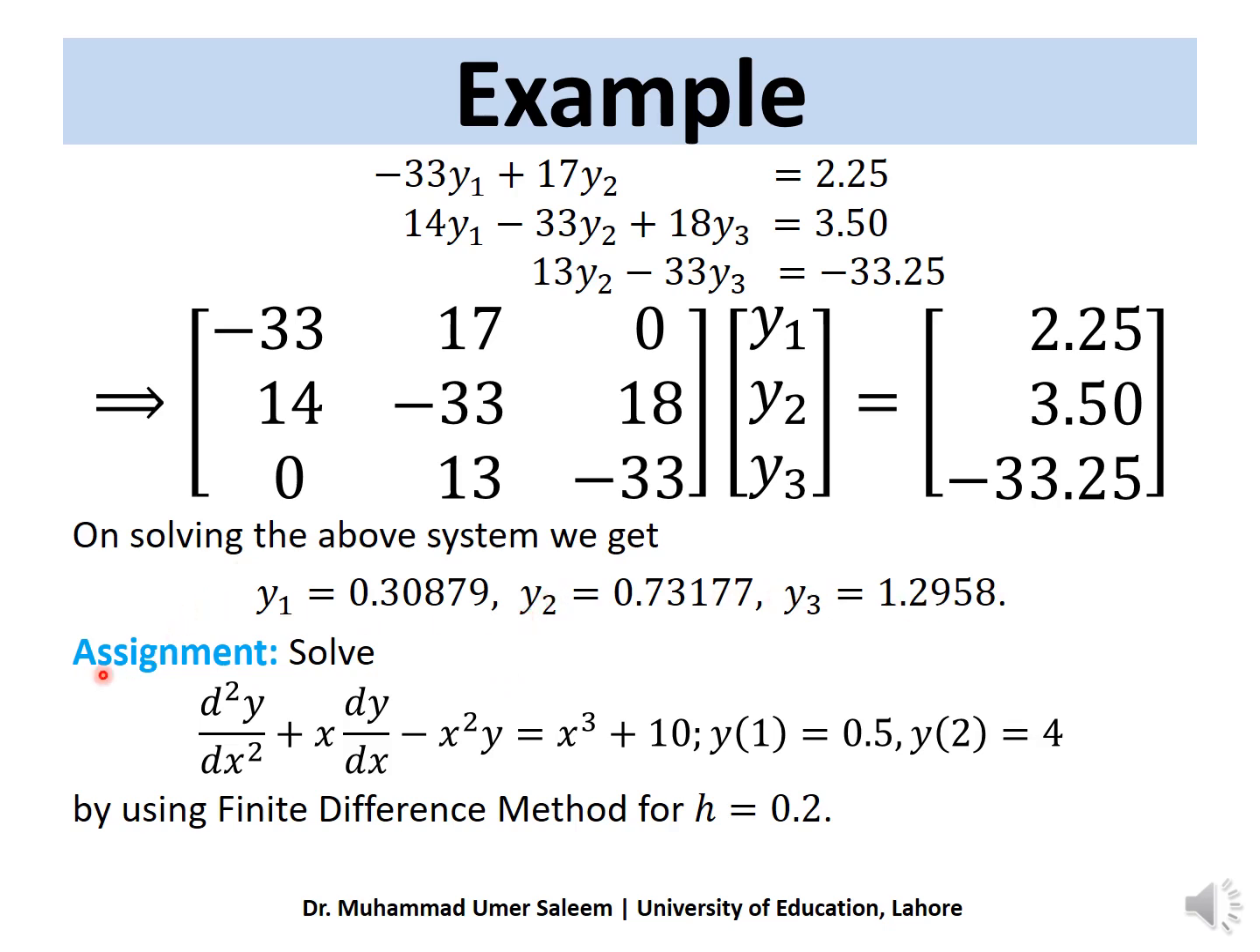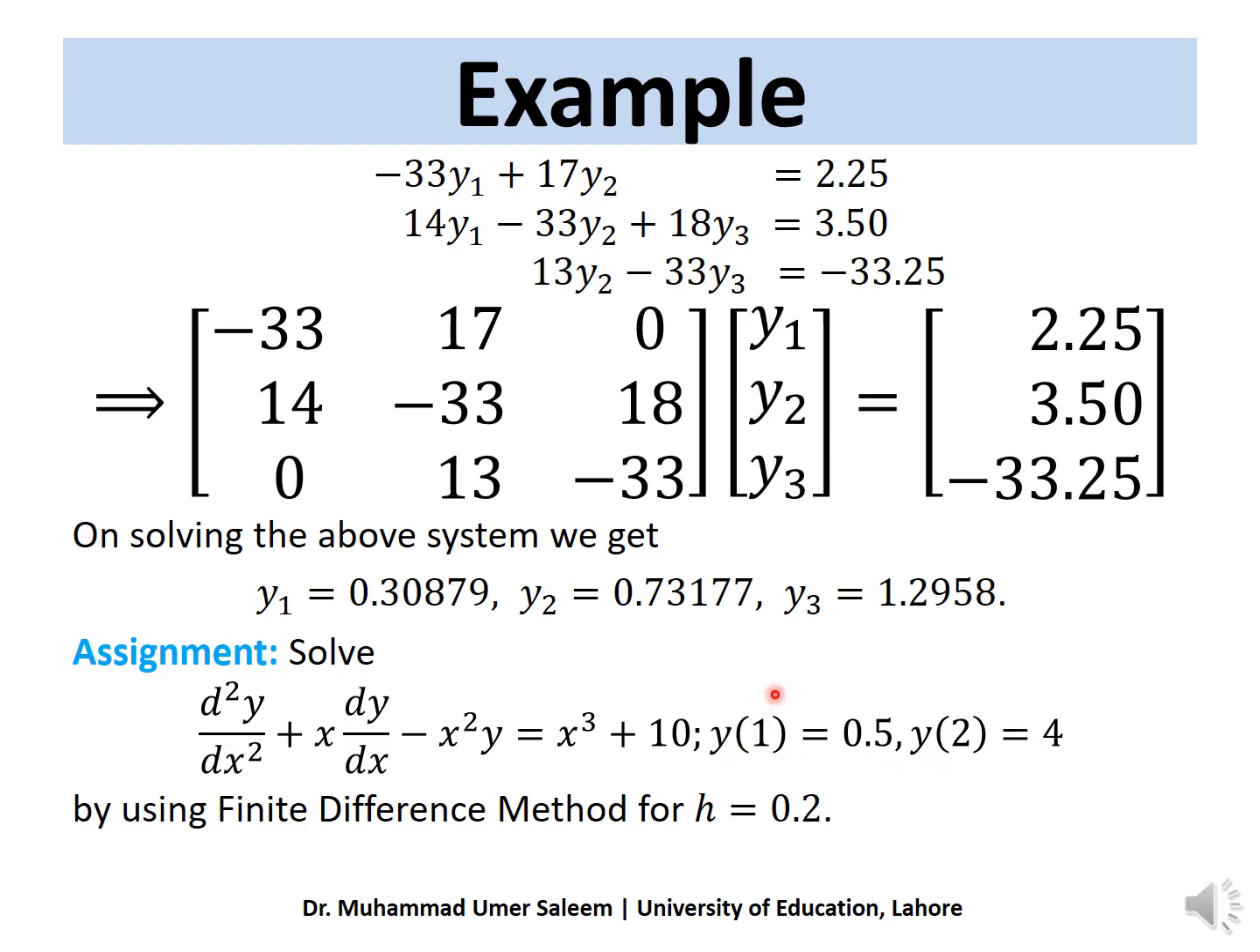So at the end you have been given an assignment. Please solve this second order differential equation by using finite difference method. Here in this case p(x) is x and q(x) is minus x square and r(x) is x cube plus 10. You are given x node is 1 and xn is 2 and y node is 0.5 and yn is 4. Since I have asked you to choose h is equal to 0.25, so I'm just going to give you a hint. You have to start from 1 and you have to go till 2.